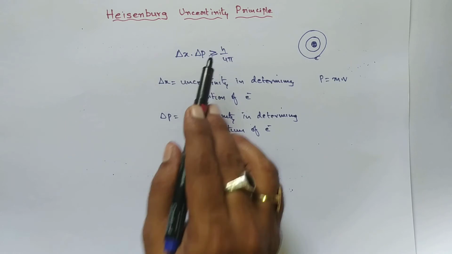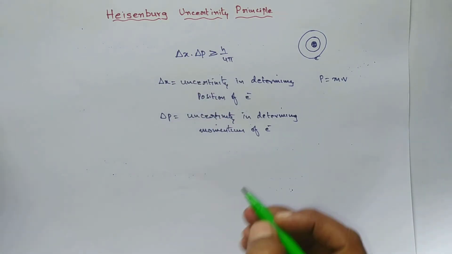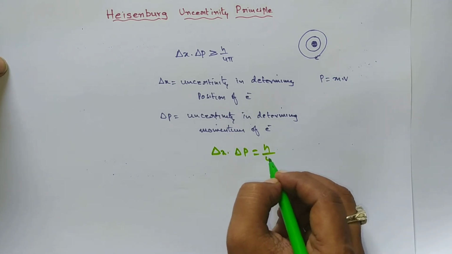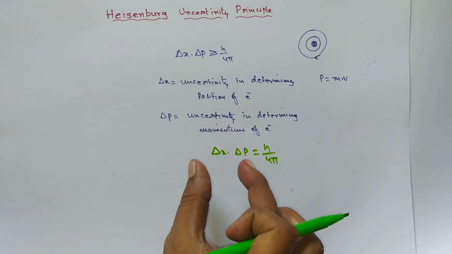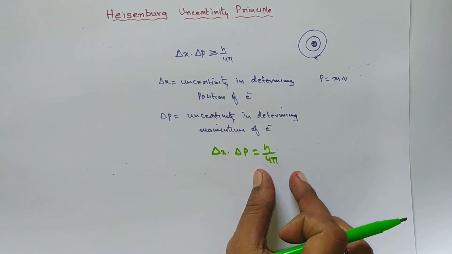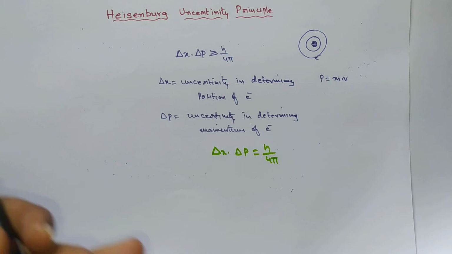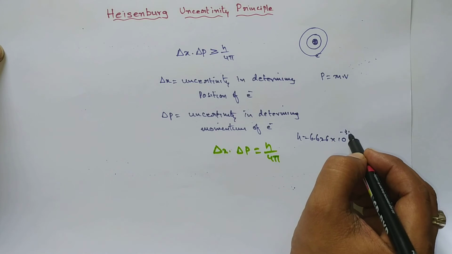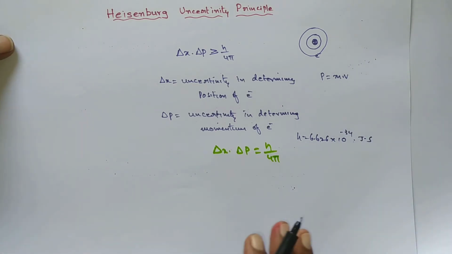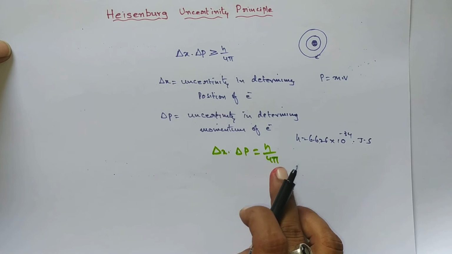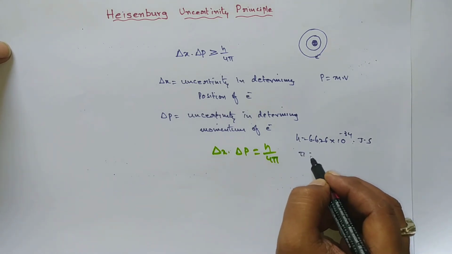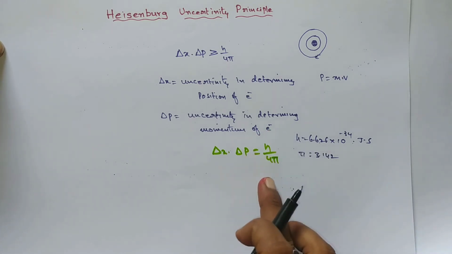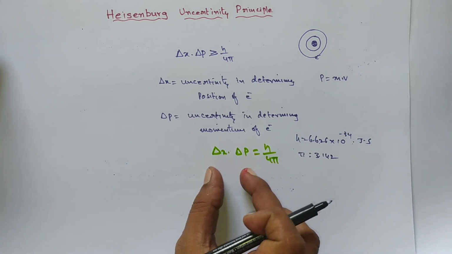Suppose we take it as equal to h by 4 pi. So let us consider the product delta x into delta p is equal to h by 4 pi. What does it mean? The product of the two components is equal to a constant value. h is Planck's constant, its value is 6.626 into 10 power of minus 34 joule second. Here h is a constant, 4 is a constant and pi is nothing but 3.142. These are all constant values, so the resultant value is always constant. The product of the two components is constant.